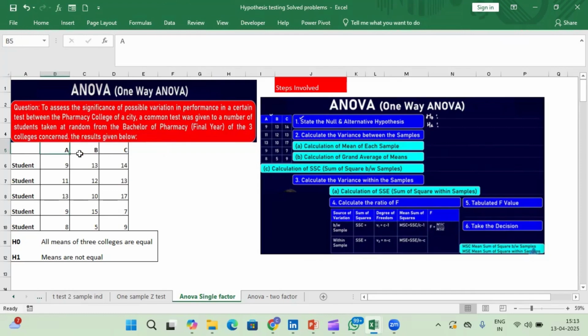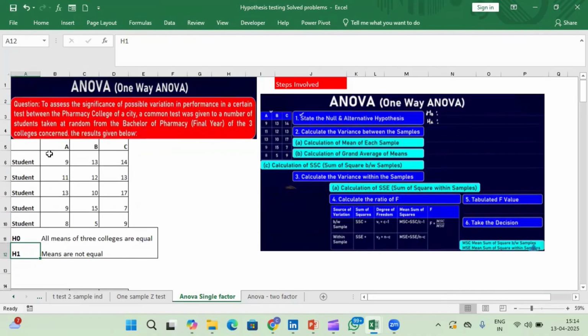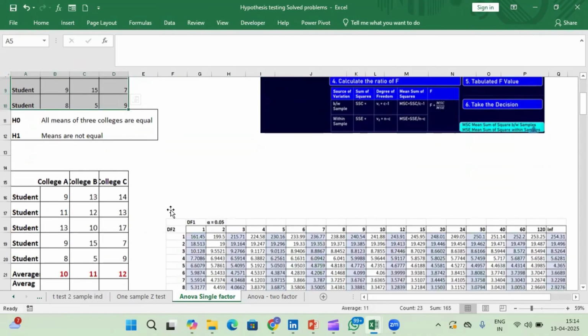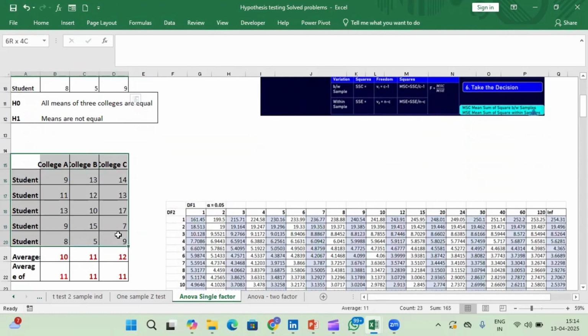So colleges A, B, and C, and 5 students are taken at random. Their results, marks, are given here. Now, the null hypothesis is that all means of the 3 colleges are equal. There is no difference between the colleges. The alternate hypothesis is that the means are not equal. So you have to use the ANOVA single factor test. This whole thing is repeated here for working purposes.